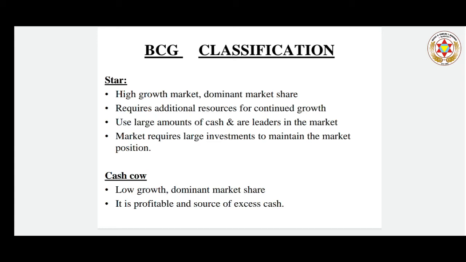Let us start with the first, the star. It has a high growth market and dominant market share. It requires additional resources for continued growth, and there is use of a large amount of cash, and as leaders in the market, they should also generate a large amount of cash. The rapid growth of the market requires large investments to maintain the market position. The cash cow is low growth with dominant market share. It is profitable and a source of excess cash. The slow growth of the market does not require large investments to maintain the market position.